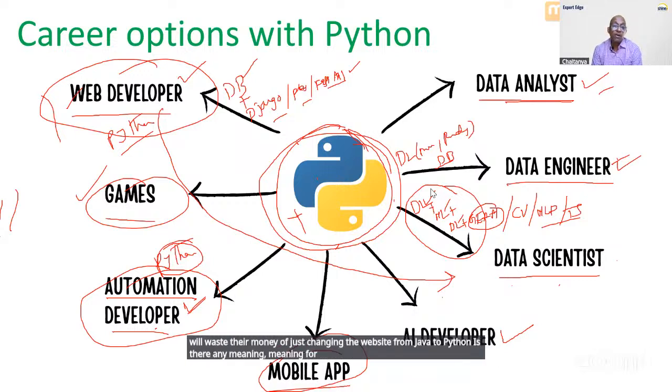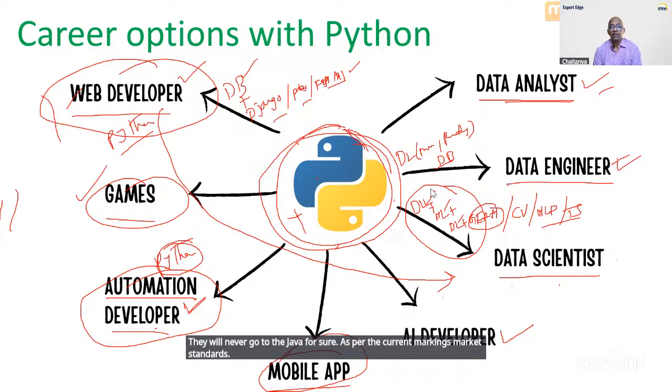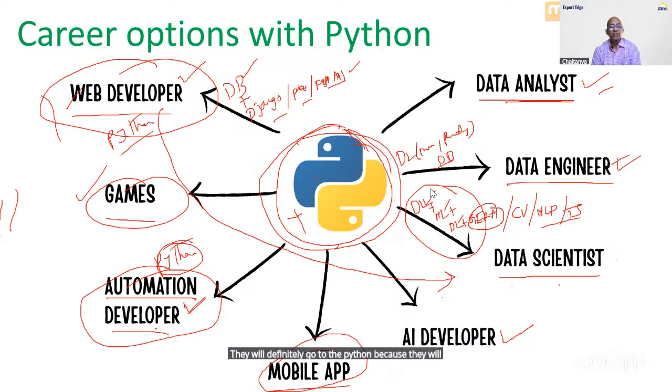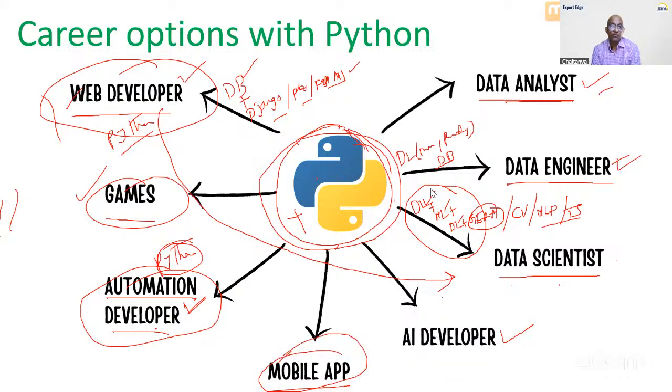No meaning. But if any newcomer wants to develop their website for the first time, they will never go to Java for sure, as per the current market standards. They will definitely go to Python because Python is versatile, and it's faster and more effective than the Java framework called Spring Boot. Then why do I need to use Java? Productivity is more in Python when compared to Java.